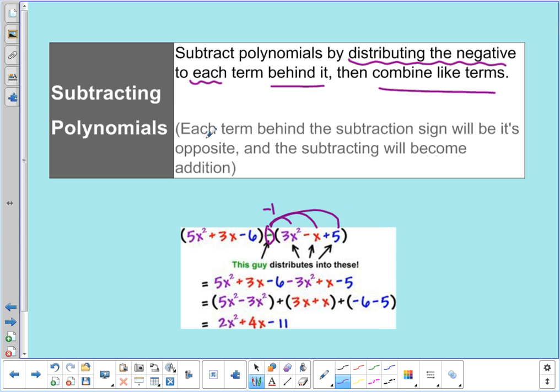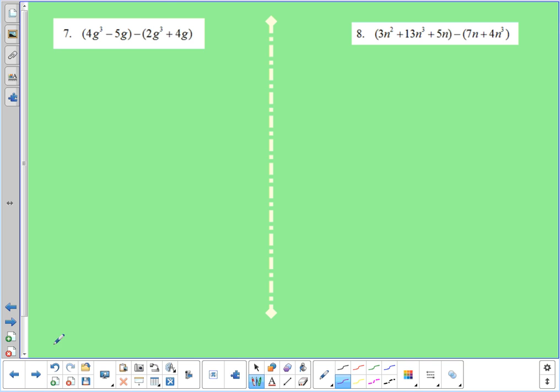Basically what that does is each term behind the subtraction sign will be its opposite. If it started positive, now it's going to be negative. If it started negative, now it's going to be positive. Then I can go through and combine my like terms like I do with adding. So when we're subtracting polynomials, I'm going to distribute this negative to both terms behind it. And what that does, the first one stays the same, the middle becomes adding, and the second one becomes negative 2g to the third minus 4g.